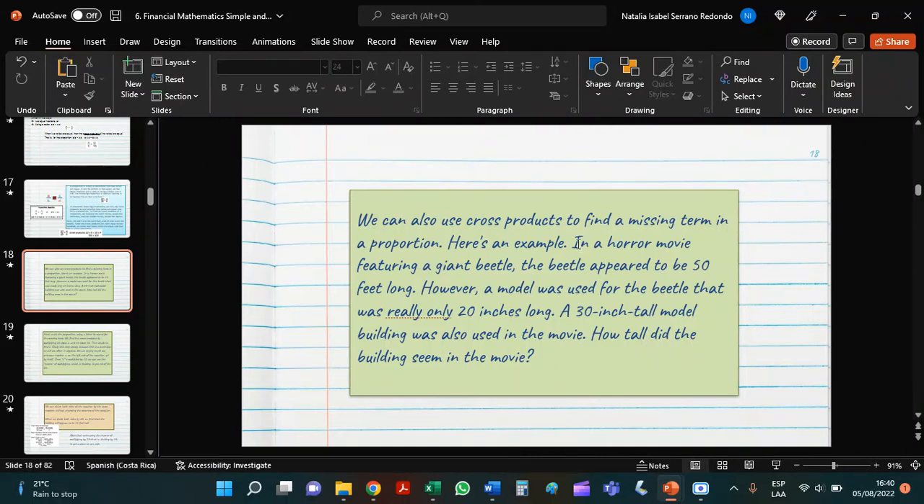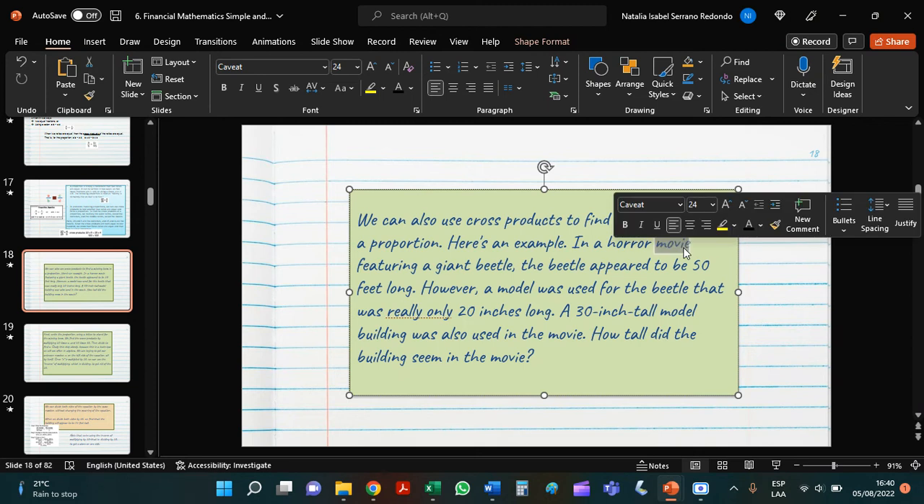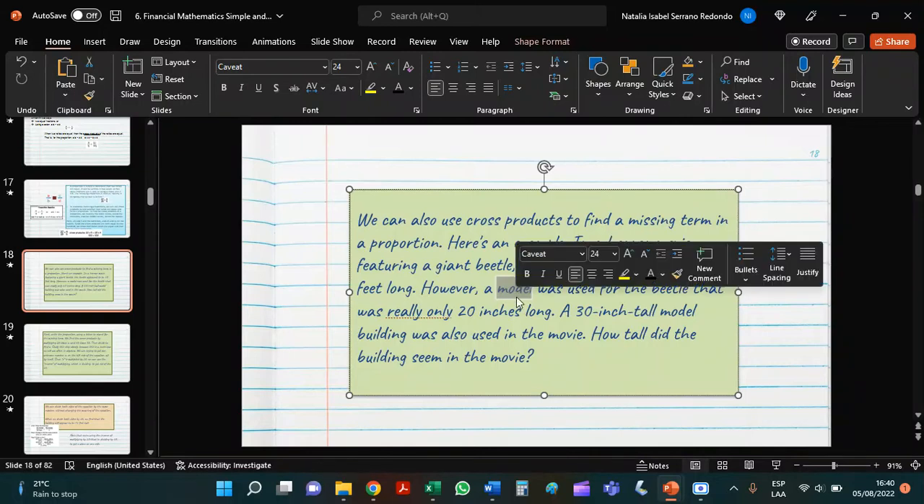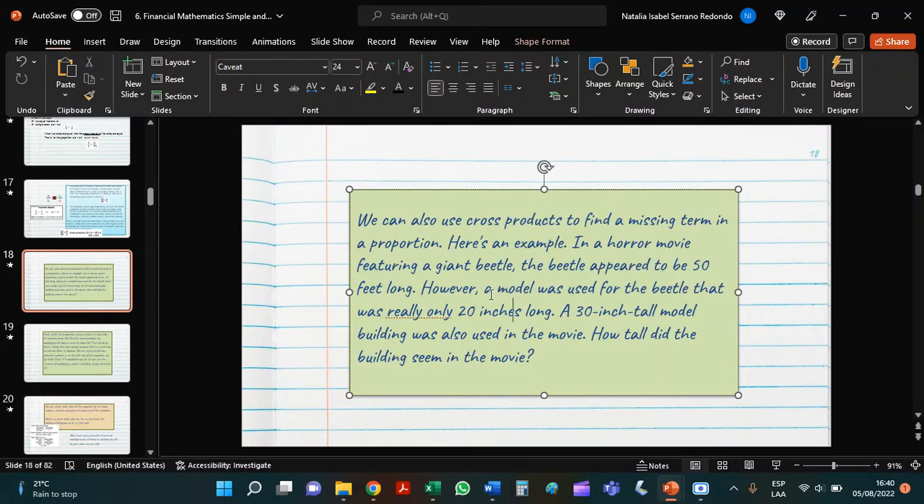Okay, so you have to understand there's a movie and there are some models, modelos a escala. There are some models, okay, because we cannot recreate a giant beetle and a building. So what they did is they used models, they used small versions, mini versions of the giant beetle and the building to recreate what was happening in the movie.